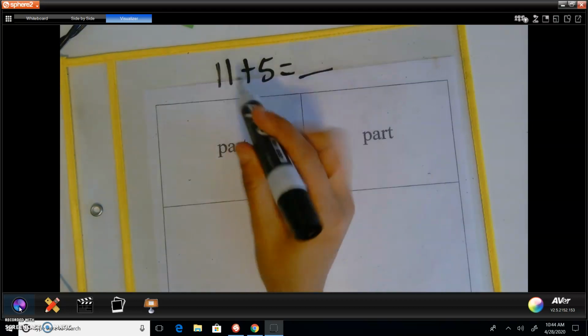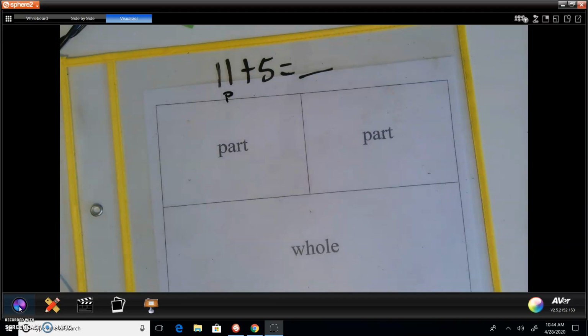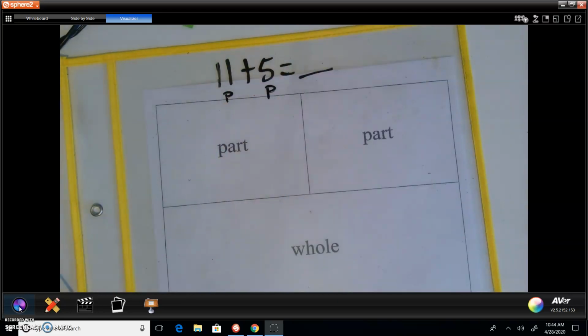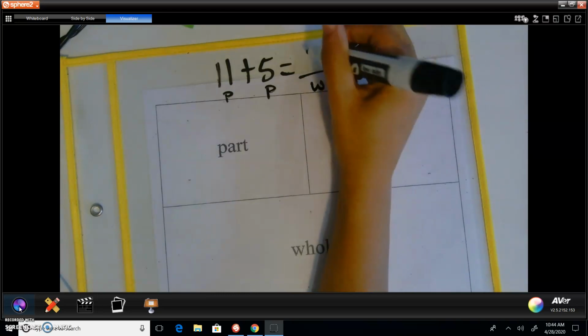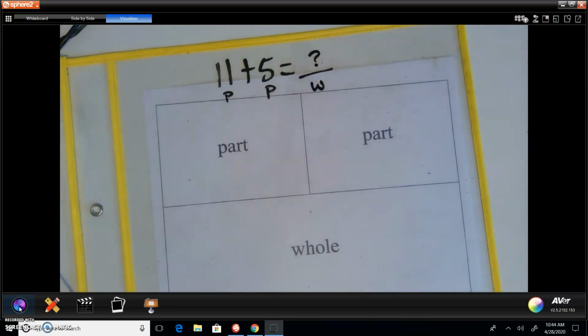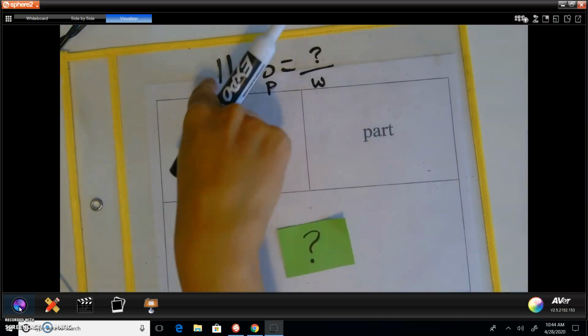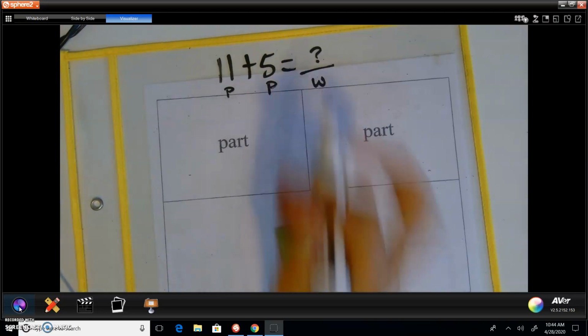Okay, so this is going to be our part right here, 11. Our next part is 5, but we don't know what our whole is, so that's going to be unknown. If you have a little piece of paper, I suggest that you make a little question mark and put that on your mat if you want to do this on paper. The question mark is going on our whole because we don't know what that is. So our first part is 11.